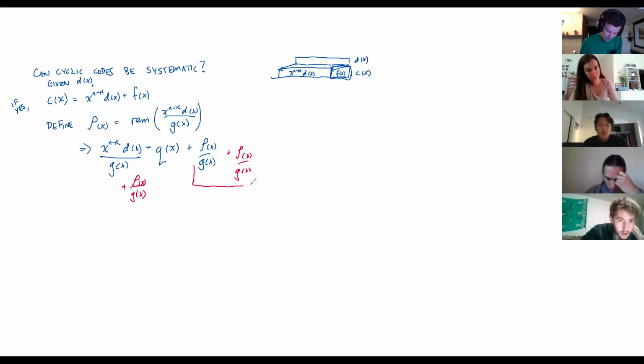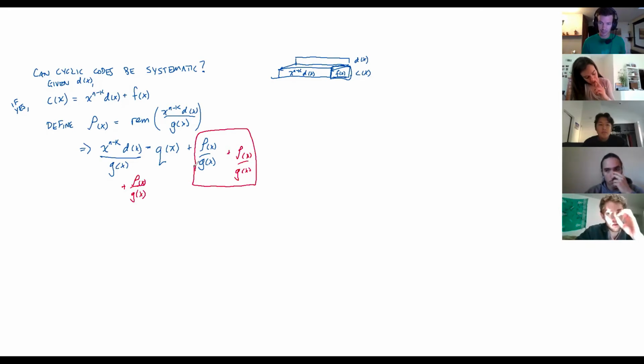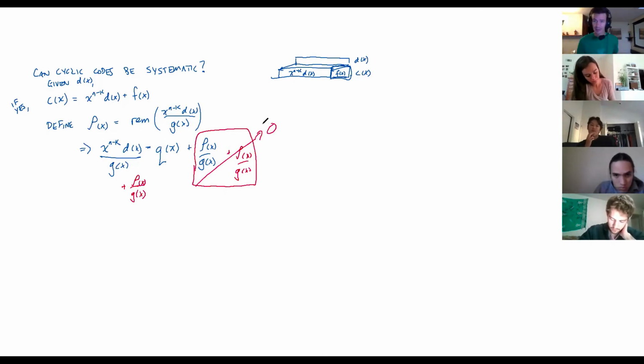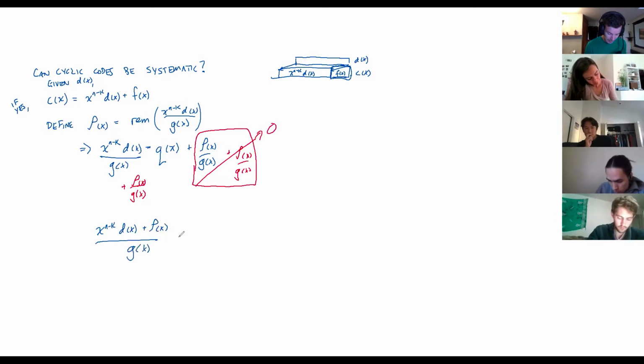But here is the question. If I add two things mod 2, and those two things are the same, what do I have to end up with? Good. Mod 2 addition is all about XORing. So if I XOR something with itself, that can't be anything but 0. It has to be false. So that leaves us with x to the n minus k times d of x plus rho of x, all over g of x, equals q of x. Move the g of x over.